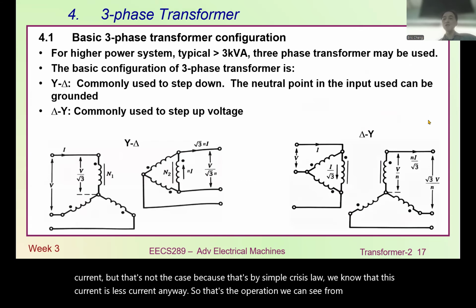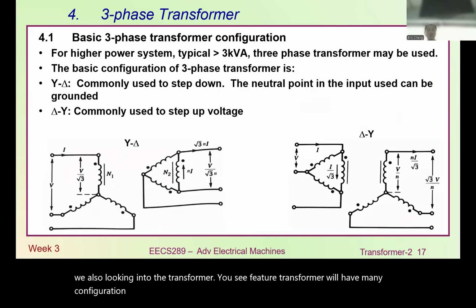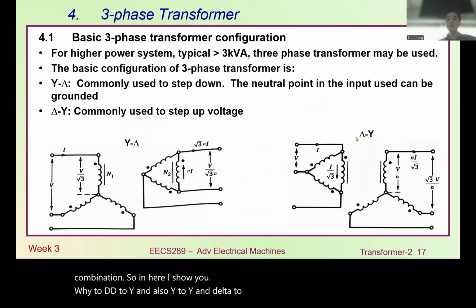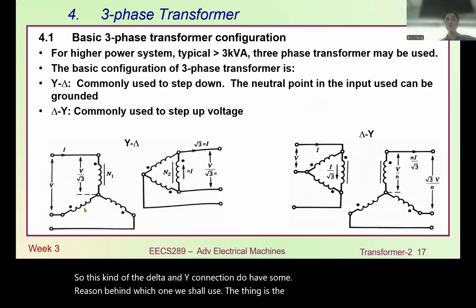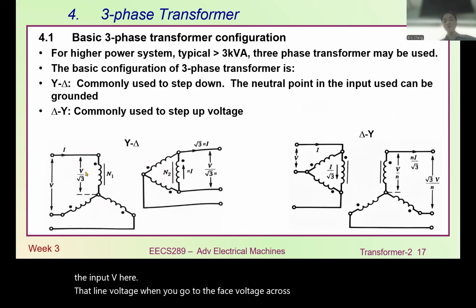And then we're also looking into the three-phase transformer. It will have many configurations, like the Y and delta combination. That means 2 times 2 equals 4, at least 4 combinations. So in here, I show you Y to delta, delta to Y, and also Y to Y and delta to delta. This kind of delta and Y connection does have some reasoning behind which one we shall use. The thing is, the transformer itself has free windings here. So when we connect in such a way, it becomes star. You can see that for the input voltage V here, the line voltage, when we go to the phase voltage across the winding, the voltage becomes V over √3.